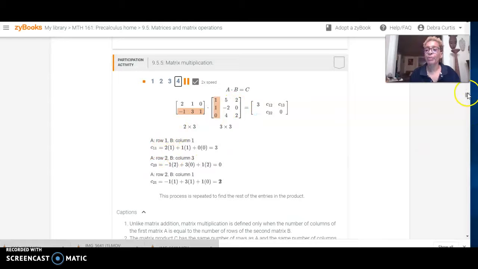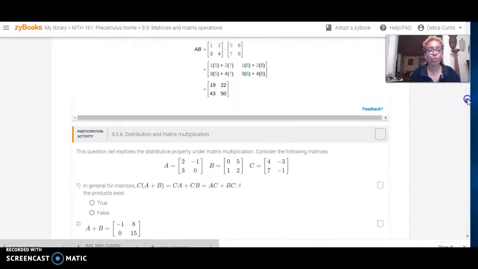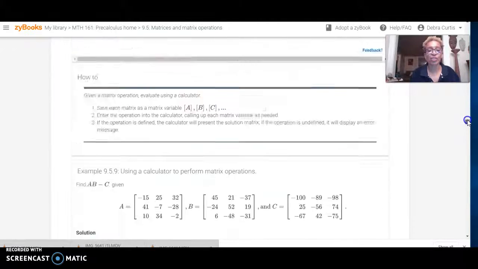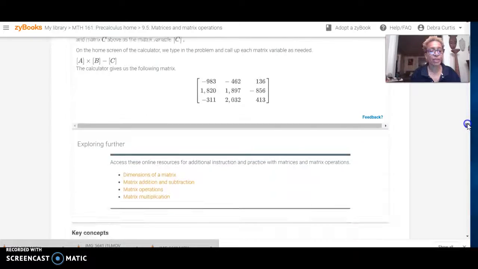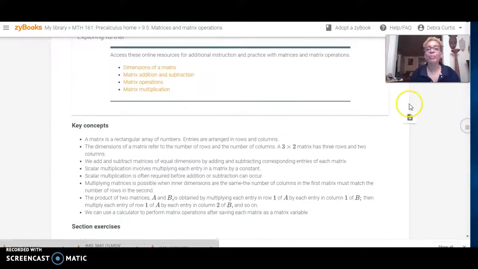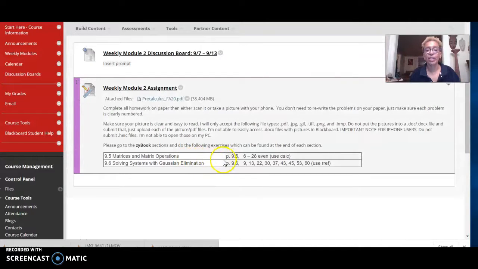But participation activities, you should read the material and go through and click on the participation activities, and then at the end of the section we have some problems that you should try. All right, section exercises. All right, so in Blackboard we said these are the section exercises at the end of the section, and I'll probably rename them in a few minutes.